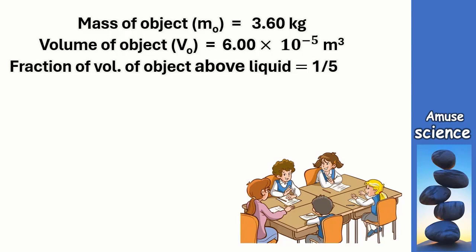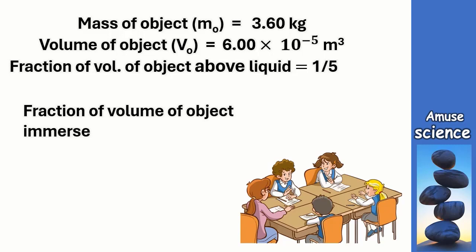We know from our previous tutorial that the fraction of the volume of an object immersed in a liquid is equal to the density of the object, which we are representing by rho O, divided by the density of the liquid, which we are representing by rho L. So from this relation, we can find the density of the liquid, which the question is demanding. Though the density of the object is not given directly, we can find it using the mass and the volume given.